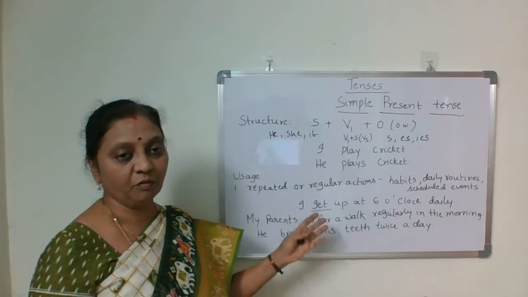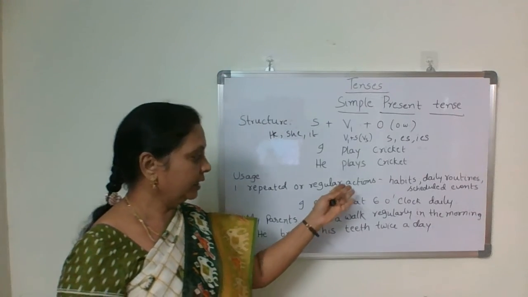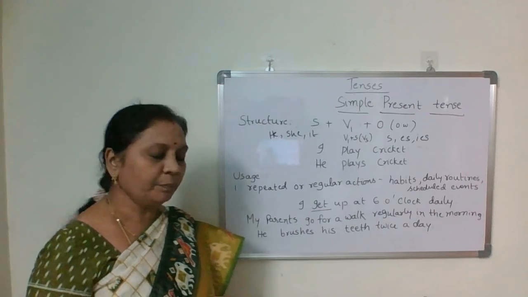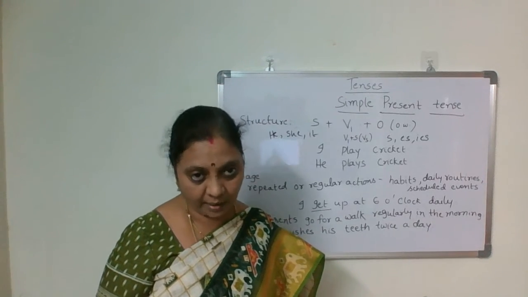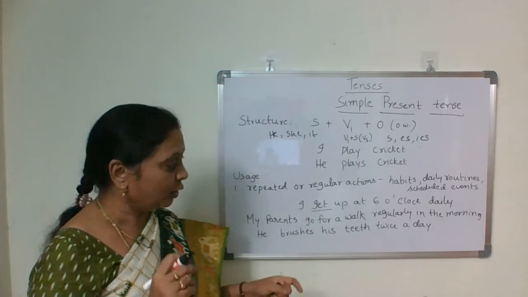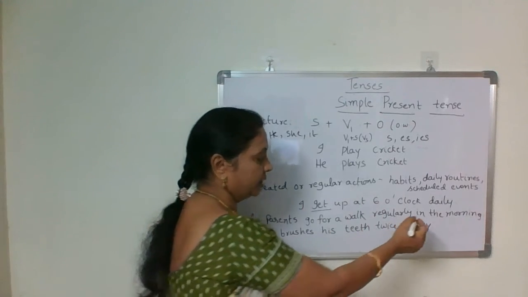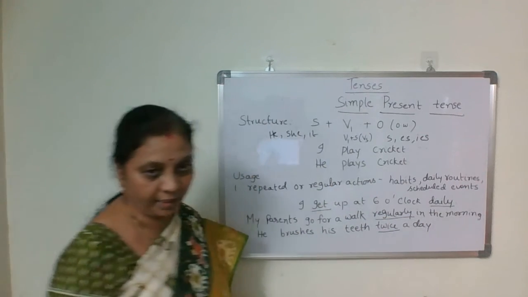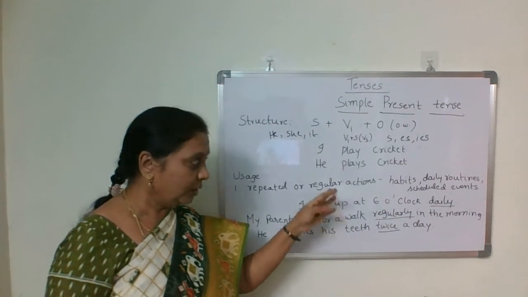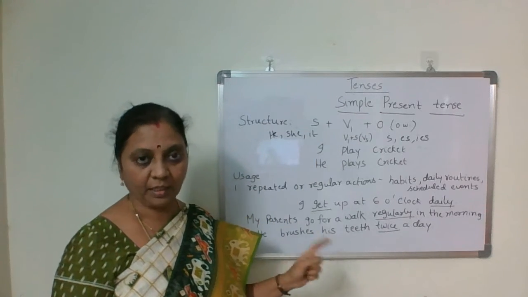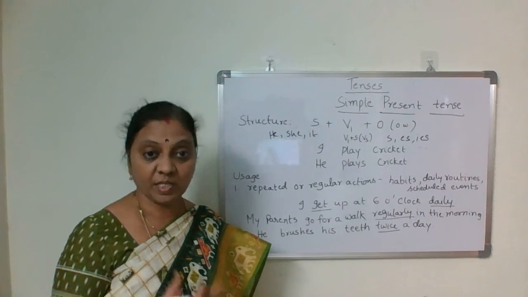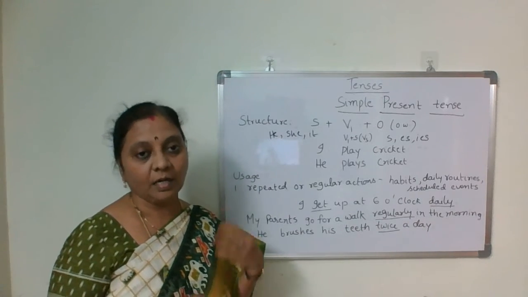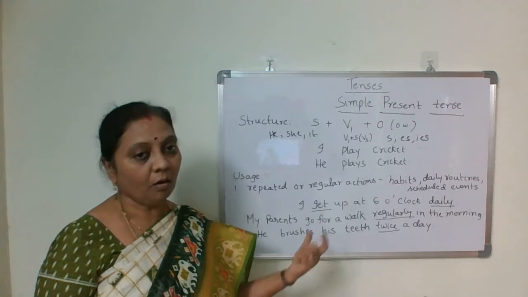My parents go for a walk regularly in the morning. In the morning, they go for a walk. Okay, it is a regular action. Regularly they do that. He brushes his teeth twice a day. And here you notice these words also: daily, regularly, twice a day. We use all these only in simple present. Okay, they talk about the frequency of action, how many times you do, how many times you go, all those they talk about.